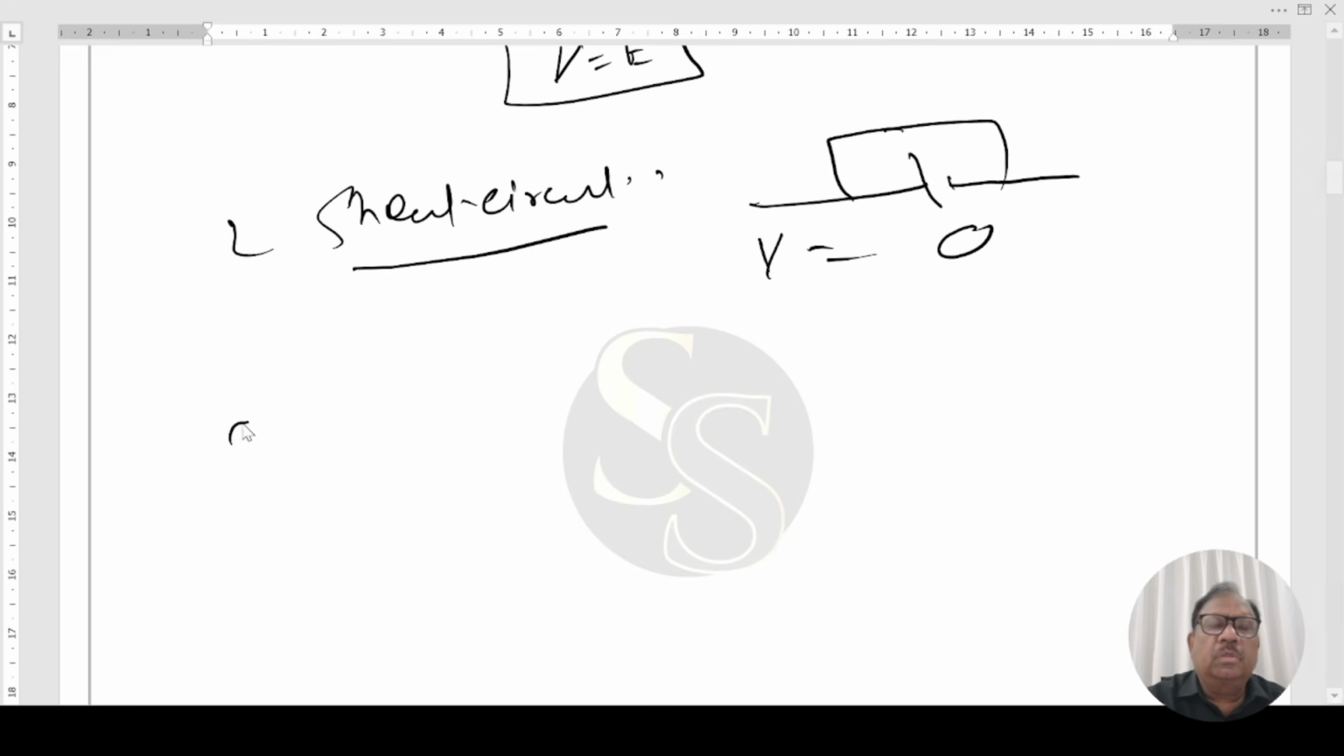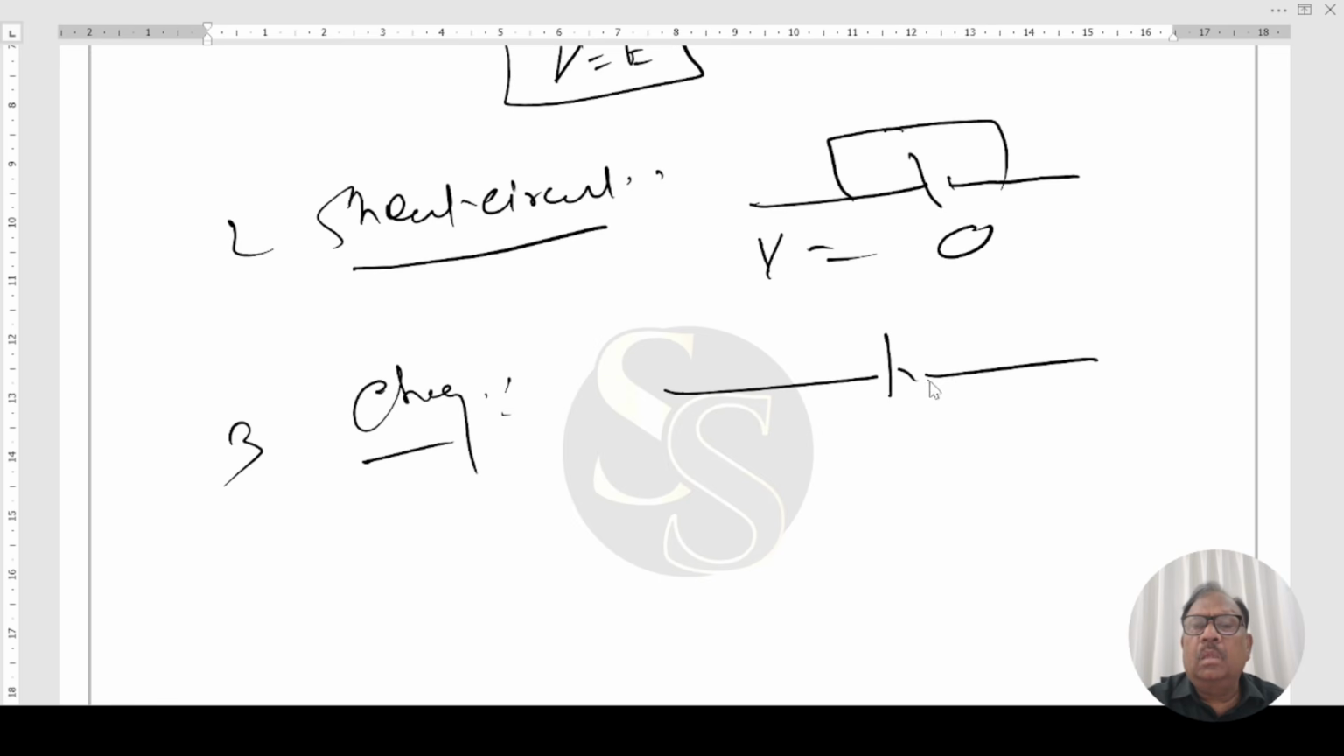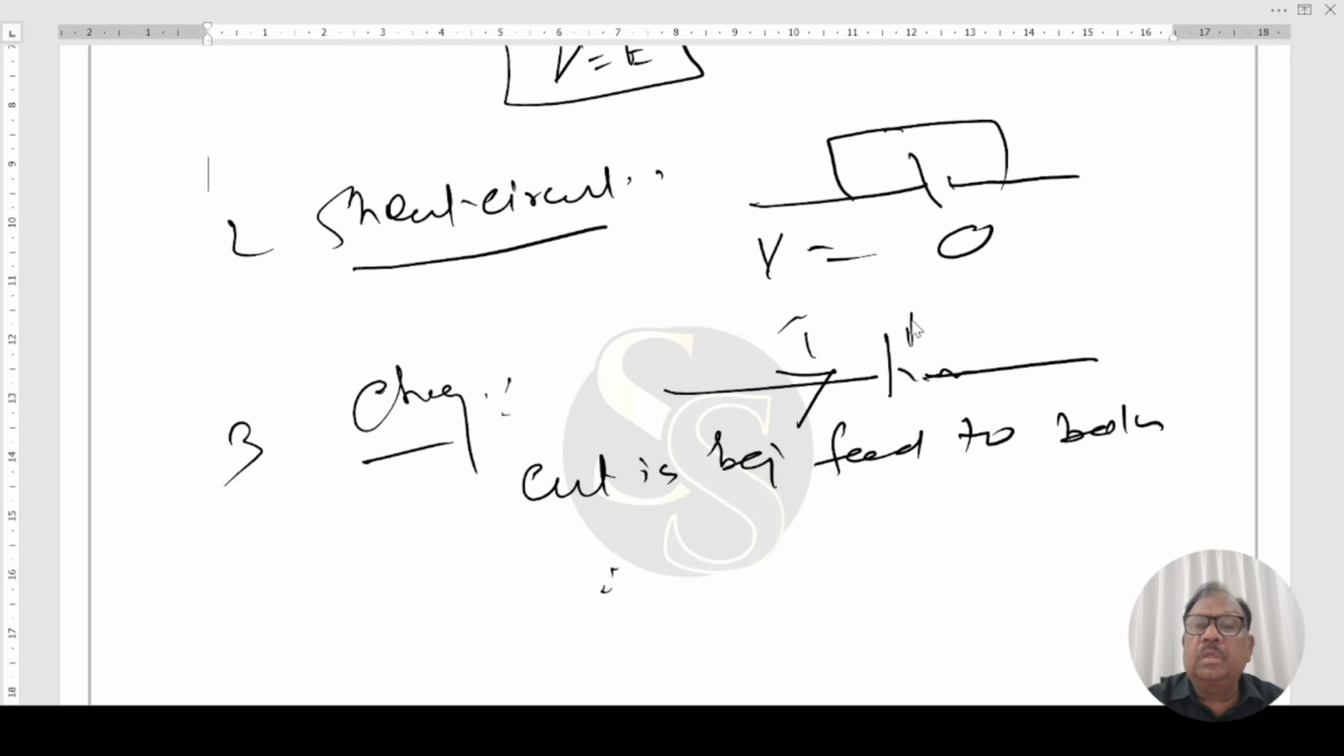Third is charging of a battery. Charging, with r as the resistance. Current is being fed to the battery. In that case, V is E plus IR.